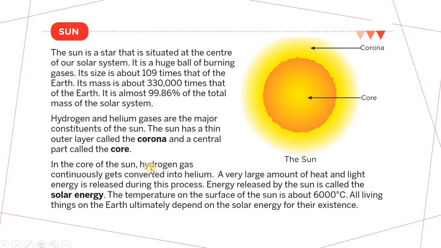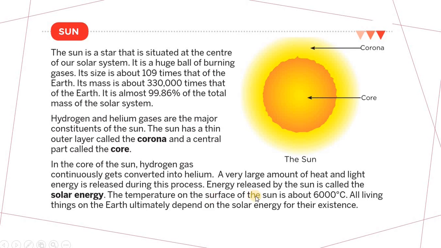In the core of the sun, hydrogen gas continuously gets converted into helium. It's a change in structure of the gas, and in this change a very huge amount of heat and light energy is released. So during the change from hydrogen to helium, a lot of energy is released in the form of heat and light, and energy released by the sun is called solar energy.